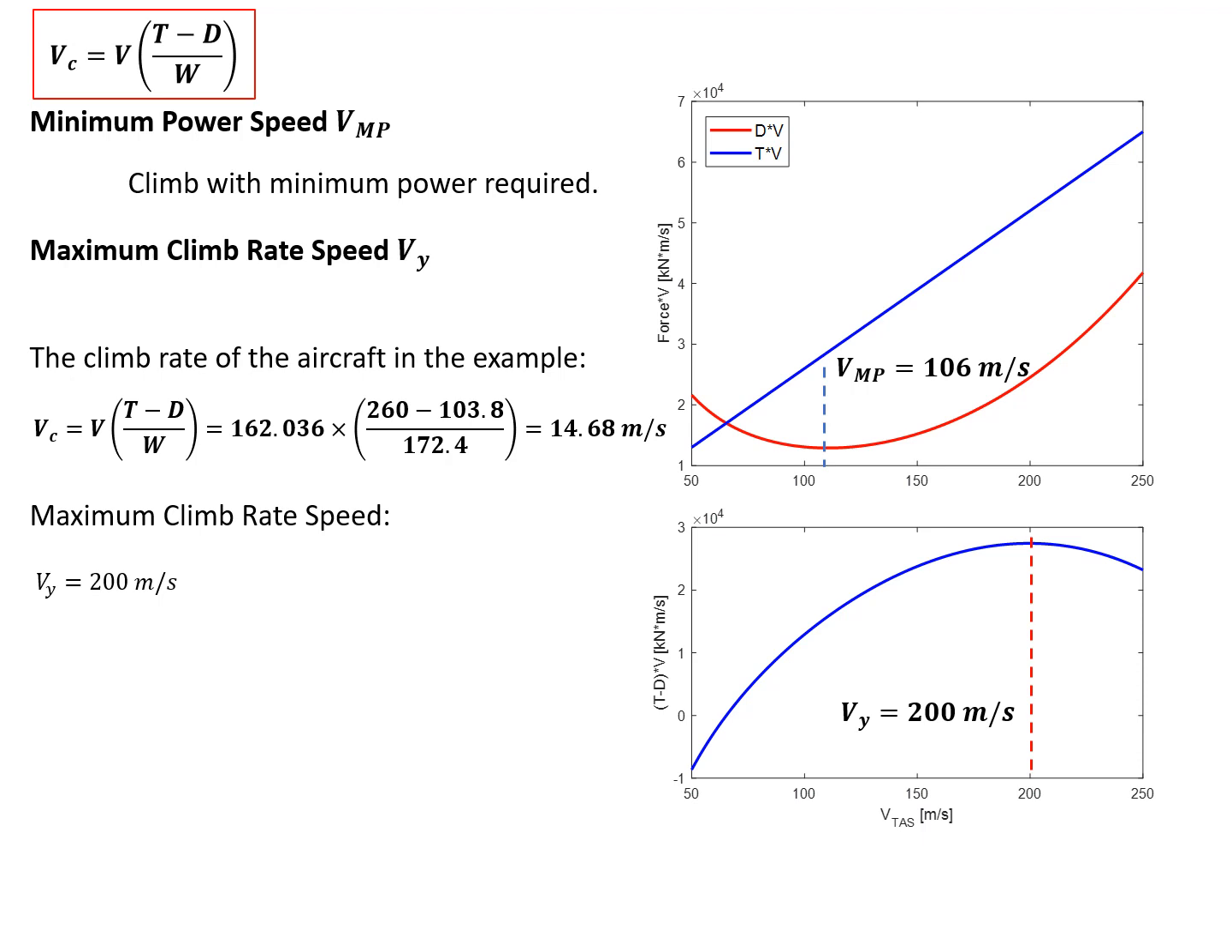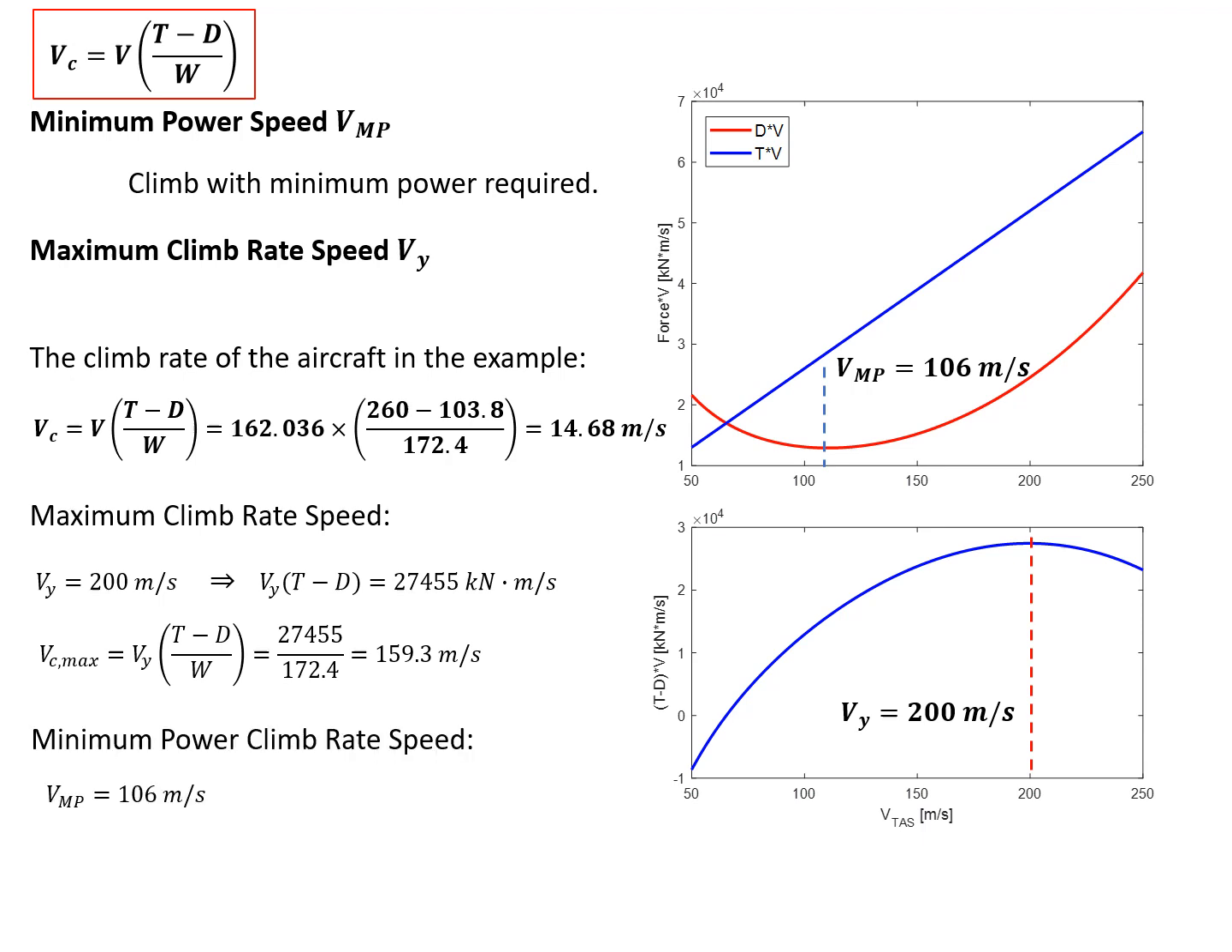Now we can calculate the maximum climb rate speed. We know Vy is 200 meters per second, and then we have Vy times T minus D, so we get this number. Finally we can find the maximum climb rate, or the maximum vertical speed. This is calculated based on the graphs, so it's a graphical method, and we find VC maximum is 159.3 meters per second.